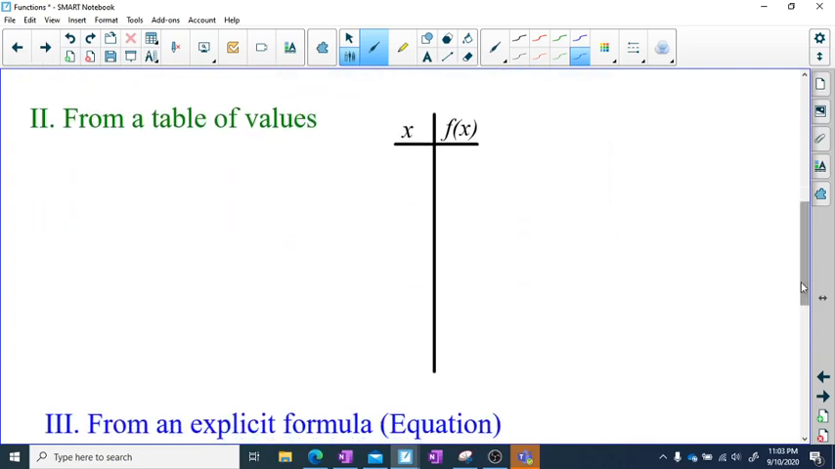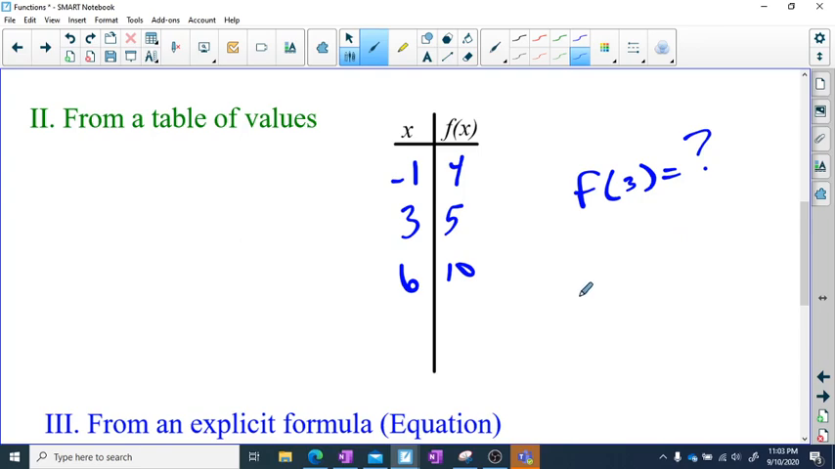So for example, if I had a table here and I went, I don't know, -1, 4, 3, 5, 6, 10, and I said, what's f of 3? That was a question. You'd say, oh, that's easy. F of 3 is 5. This is saying, what is the y value when the x value is 3? So you go to your table and you say, well, there's an x value of 3. There's the y value. There's f of 3. Easy, really easy if you have a table of values in front of you.